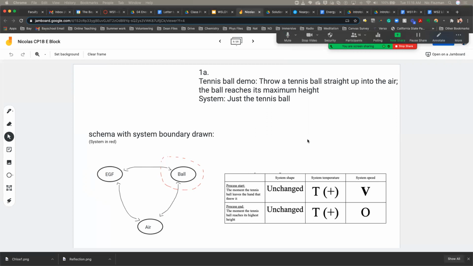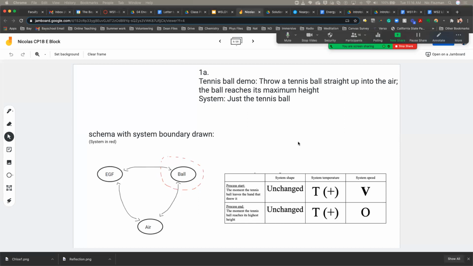So what we said was that the system shape changes were too minor to be noticed. That's why we said the system shape is unchanged, in the grand scheme of things. And also it said that the tennis ball was thrown, but it didn't say by what, so we didn't include the throwing force in the schema. And the system temperature we didn't know, and the V signifies a constant velocity in the system speed, and the O signifies a zero, a moment of balance of forces and lack of motion. Okay.